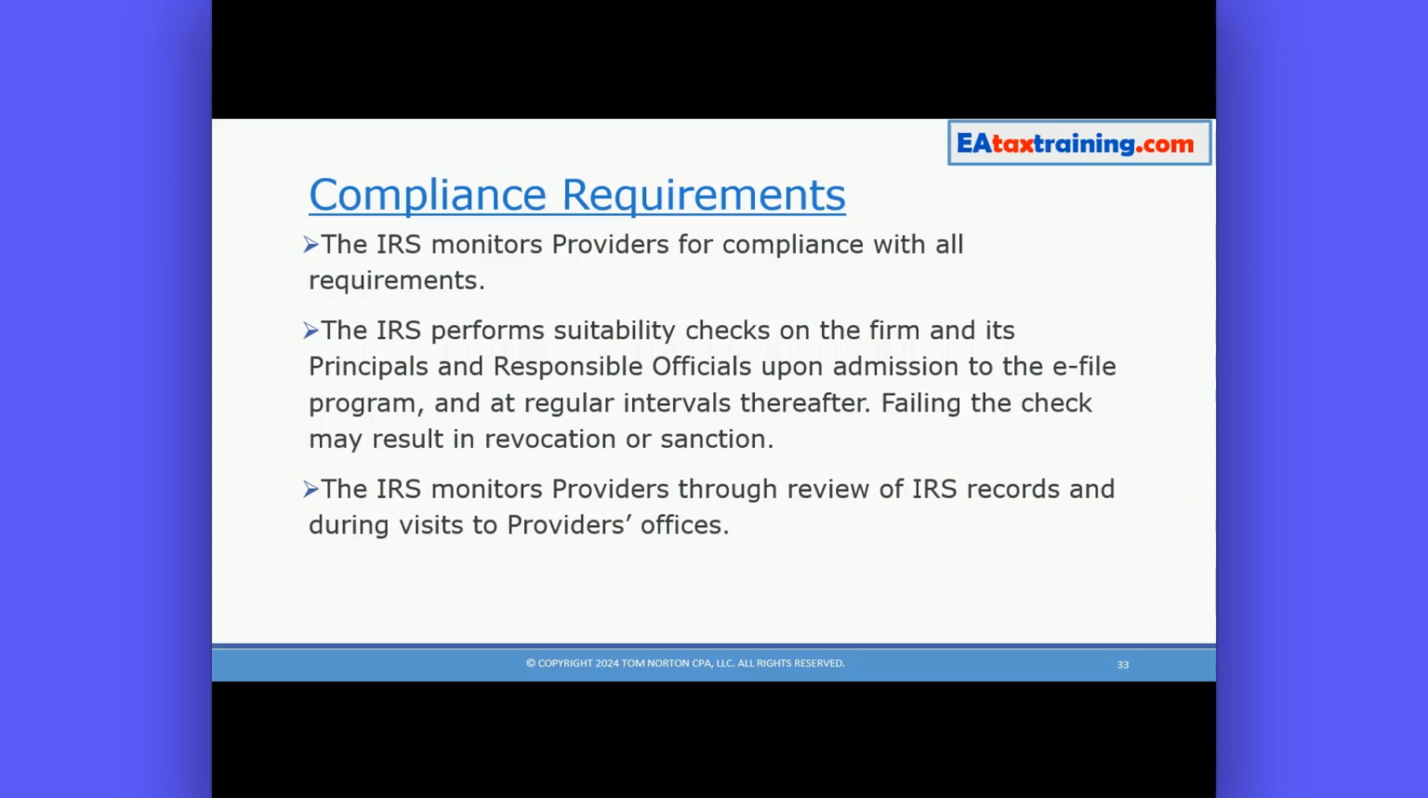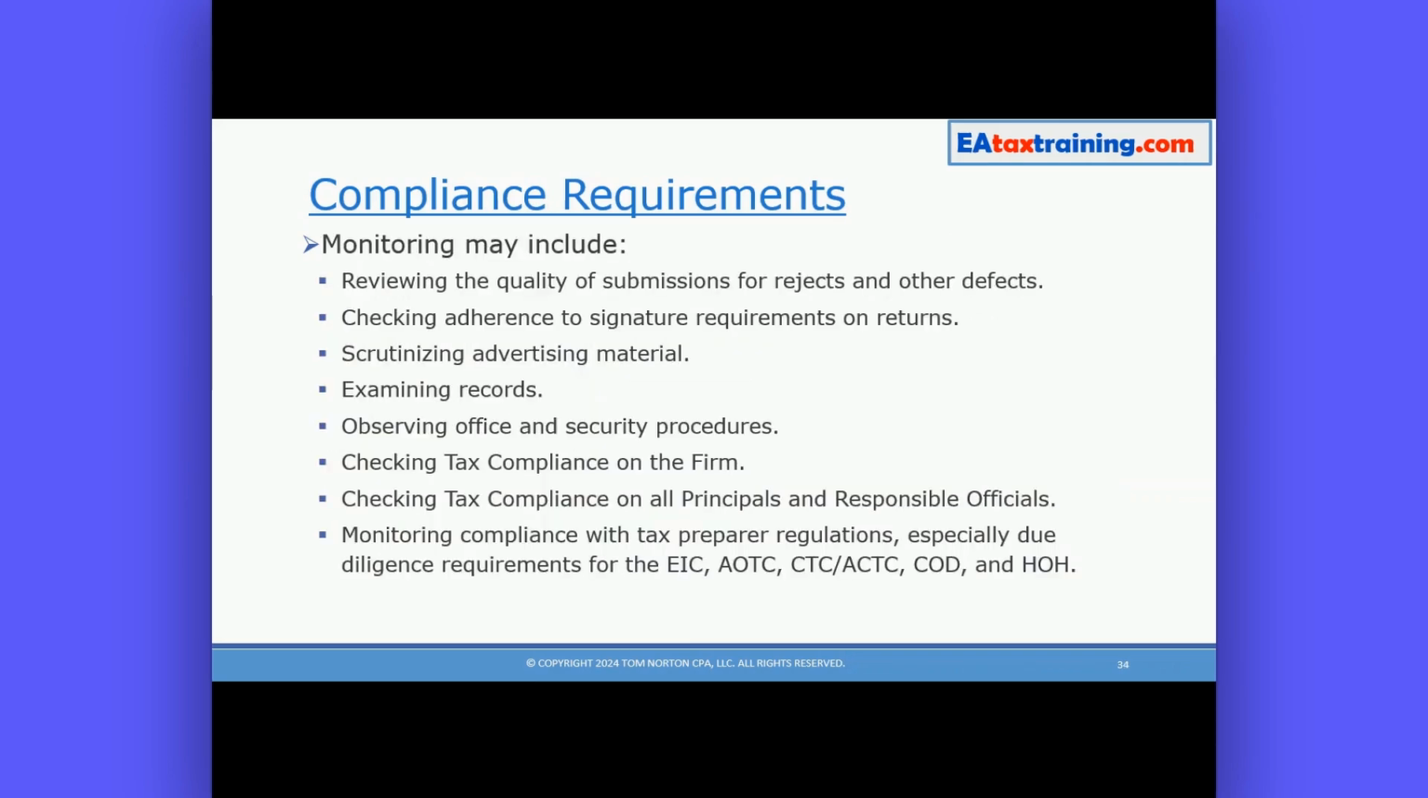And they monitor you by reviewing IRS records, and they can actually visit your office and observe and see how things are going in your office. This monitoring may include all of these things that are listed here. They're going to review the quality of your submission for rejects and other defects. So you are submitting returns electronically, and they know how many returns you submitted, how many of those are rejected. And if you get outside the norms, like you've got more rejected than normal, then they might be thinking that there's a quality issue, and then they might want to have a closer look. They will check your adherence to getting signatures.